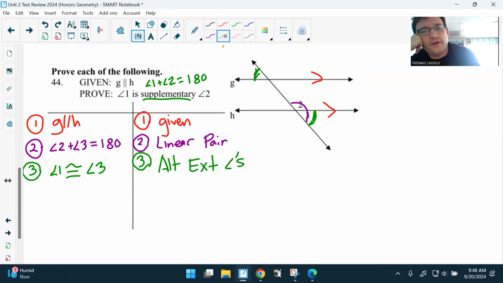All right. So now what we can do is we can use step 2 and step 3 together to say, well, instead of saying angle 2 plus angle 3 equals 180 degrees, I am going to use the substitution method here to substitute that out. And we can say angle 2 plus angle 1 equals 180 degrees. That is just substitution.